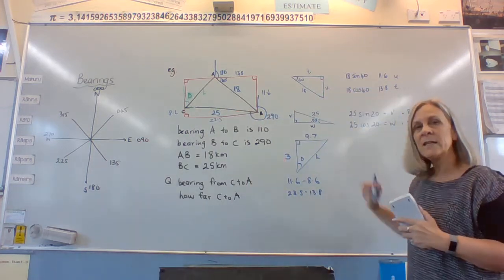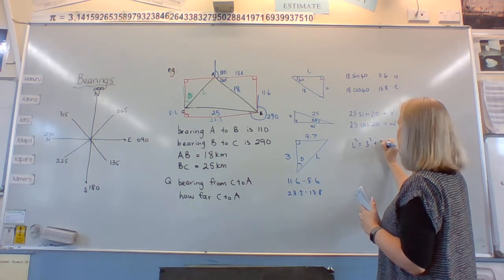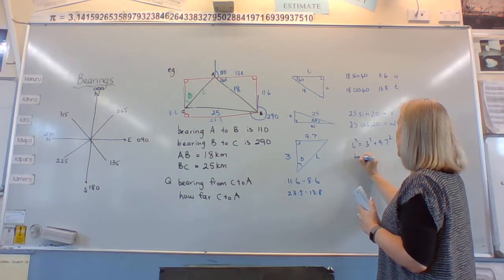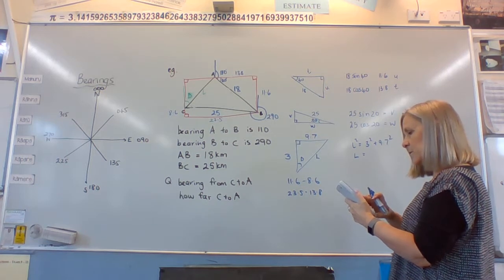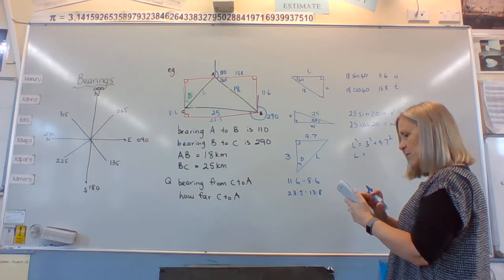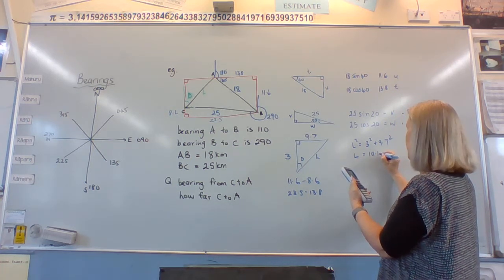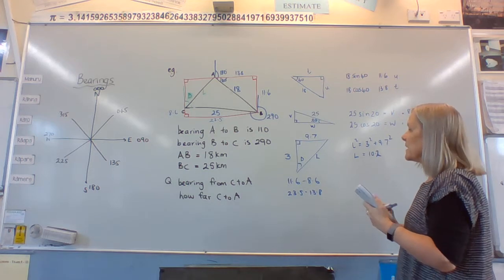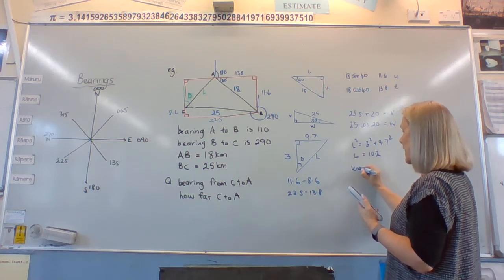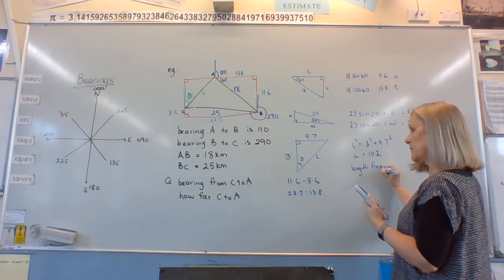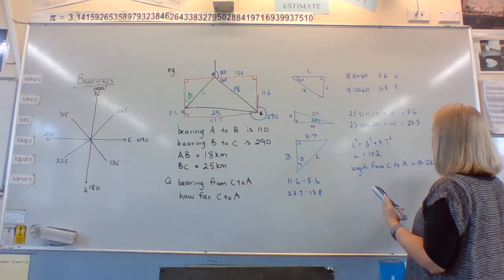Now I've got two sides, so I can find L using Pythagoras. L squared equals 3 squared plus 9.7 squared. So L equals the square root of 3 squared plus 9.7 squared, which equals 10.15, so I'm doing one decimal place. So answering this question first, the length from C to A is 10.2 kilometres.